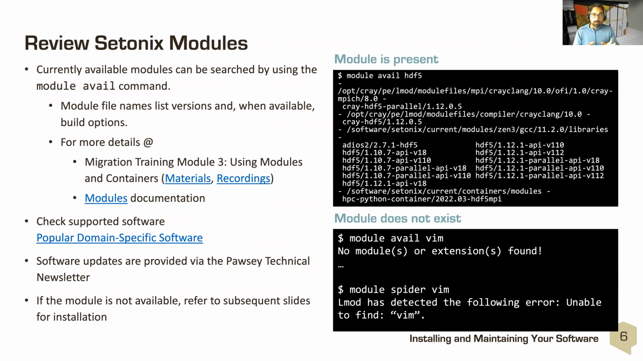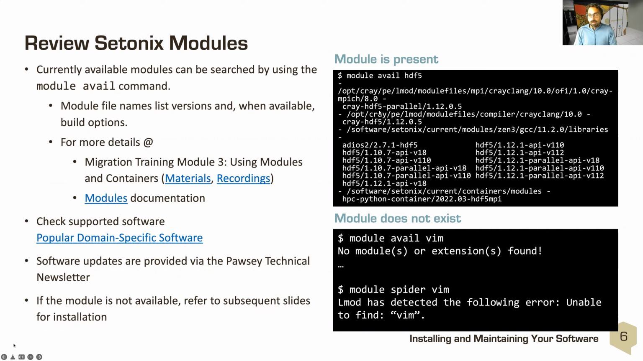So the first step is to review the Setonix modules to see if that software is present. Currently available modules can be searched by module avail or module spider. You can see more details in the previous migration module number 3, using modules and containers, as well as our documentation on modules. So module avail might say, well, I want to use HDF5. This happens to be an IO library. Instead of building your own, you could see if the version you want is available on Setonix. So an example is shown here.